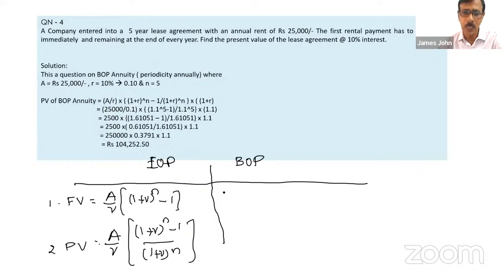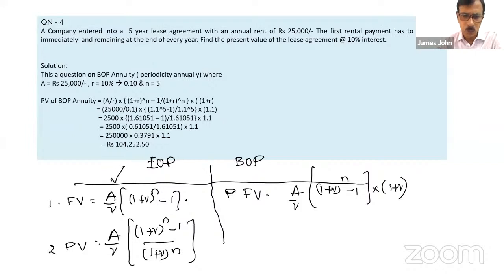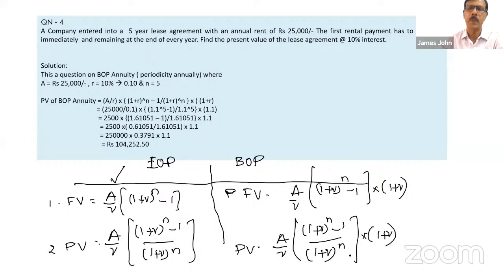Similarly, if the annuity is beginning of the period annuity, the formula for future value is A by R into (1 plus r) the whole raised to n minus 1 into (1 plus r). The only thing is, if you are able to remember this formula, you multiply it with 1 plus r, and you will get the formula for beginning of the period annuity. Similarly, the present value is A by r into (1 plus r) the whole raised to n minus 1 by (1 plus r) the whole raised to n into (1 plus r). For the end of the period annuity answer, you multiply with 1 plus r, and you will get the present value for beginning of the period annuity. So these two formulas you have to learn by heart, plus that EMI formula also. Otherwise, you cannot solve it. Okay, sir. Thank you, sir.